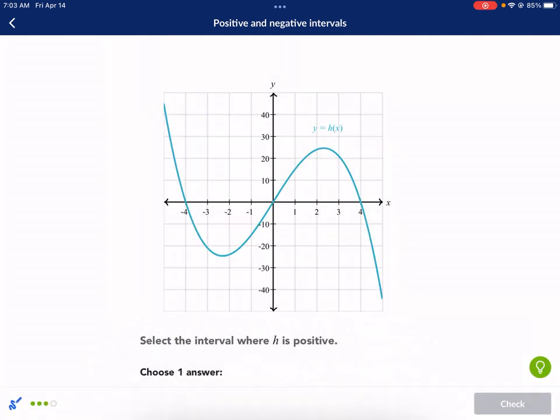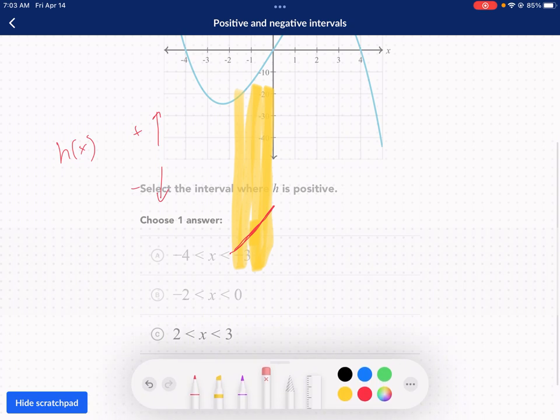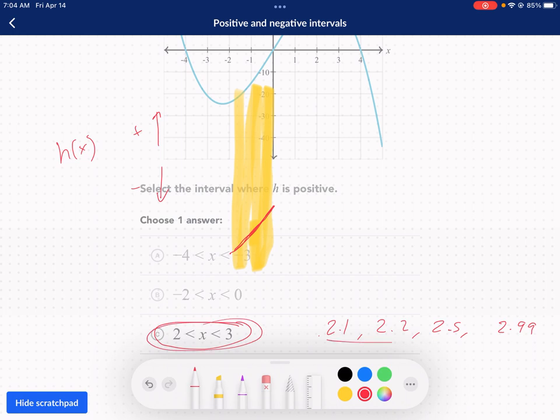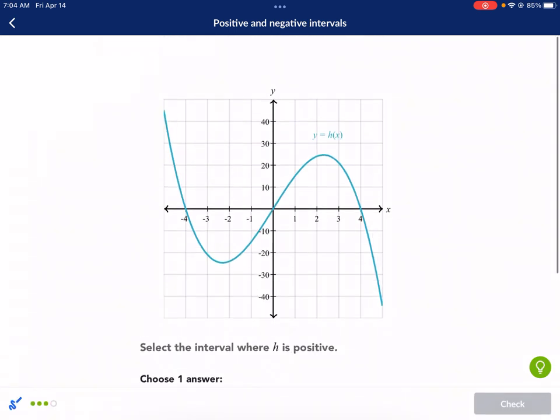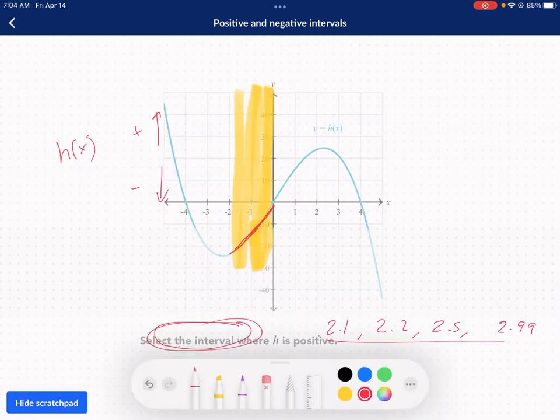I don't know if I talked about this, but this is just talking about the x values between these 2 points. So this means we can't equal 2 or 3, but it can be like 2.1. 2.2, 2.5, all the way up to like 2.9999. All the places between that. So that's what that means. x can be any of those values between 2 and 3. I don't know if I clarified that earlier, but that's what I wanted to talk about.